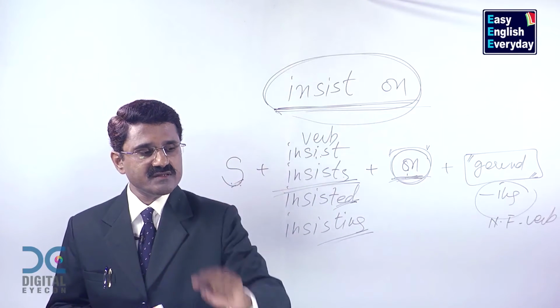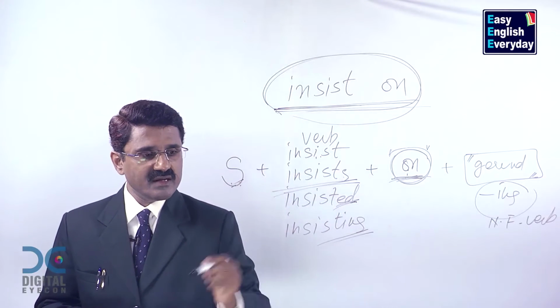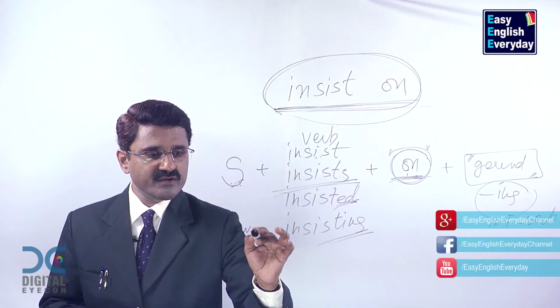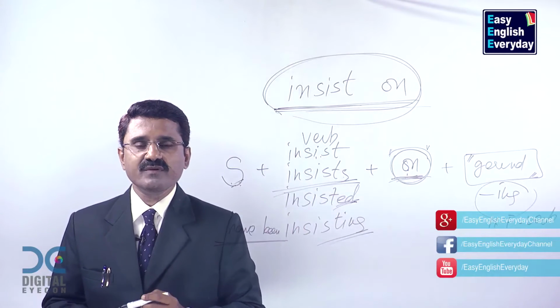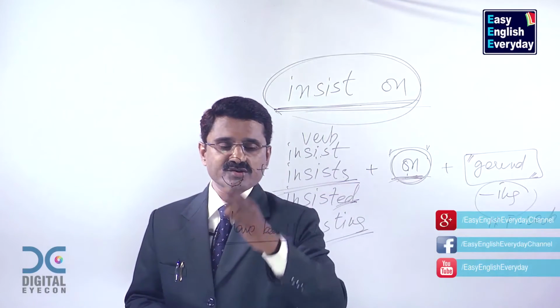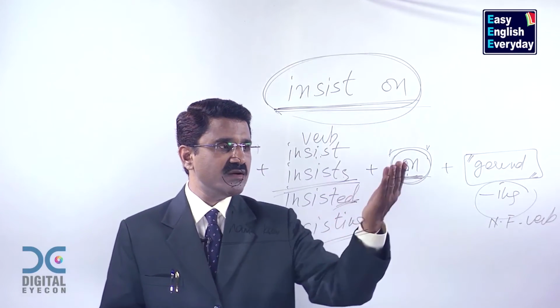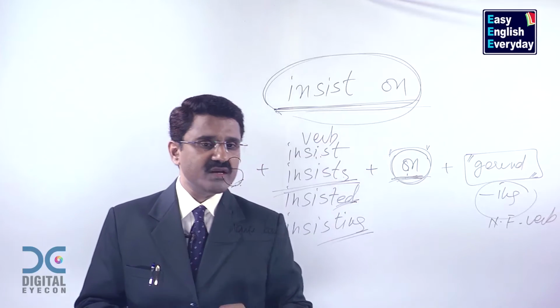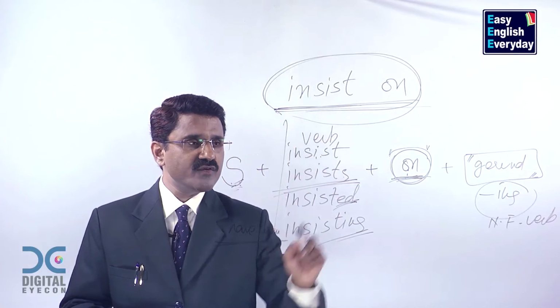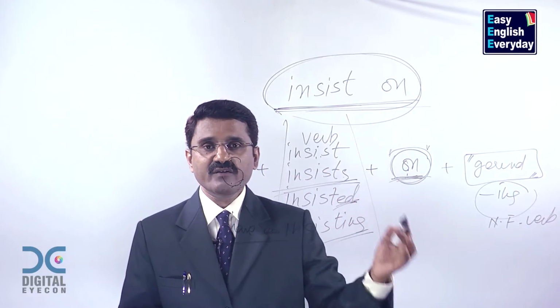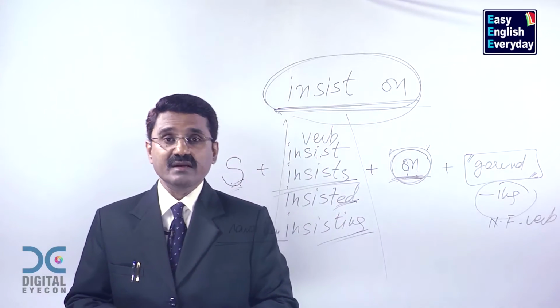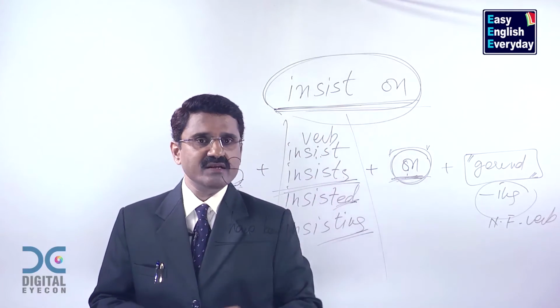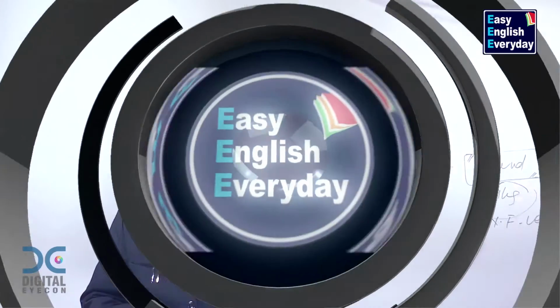My doctors have been insisting, and in one of the earlier videos, we have discussed the usage of have been. All my doctors have been insisting on undergoing surgery. This is the way of framing the sentences in affirmative form, positive form. And you can also make the negative form. How to make the negative form, we'll see now.